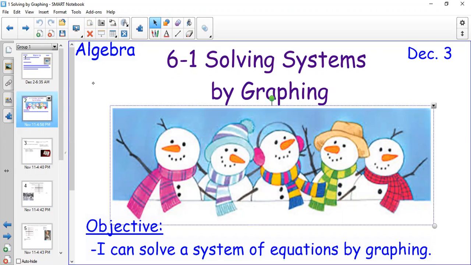And that's what we call a system. So we're going to start by talking about kind of what a system is, how to solve it, and there's a bunch of different ways of solving it, but today's goal is to solve the system by graphing.